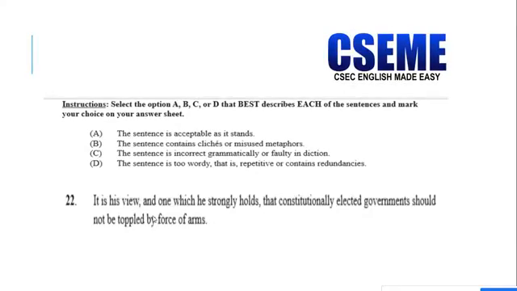Let's just look at number 22. Which one of these, and once again, you can type your answer. So all of those, D, correct. All right, so: it is his view, and one which he strongly holds, that constitutionally elected governments should not be toppled by force of arms.